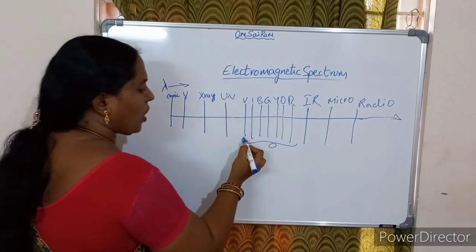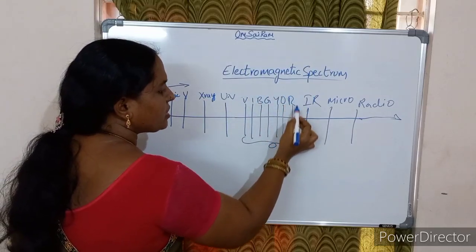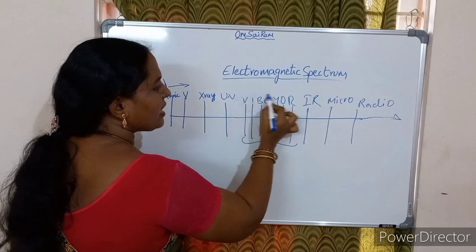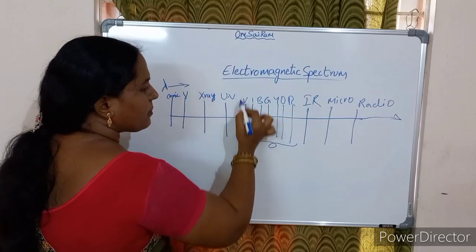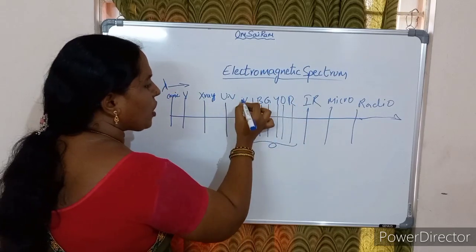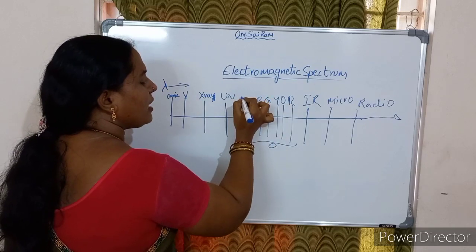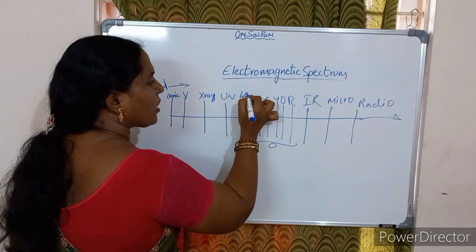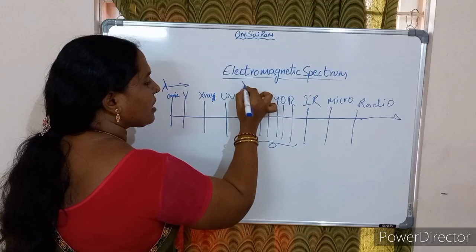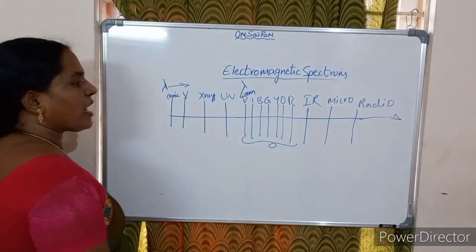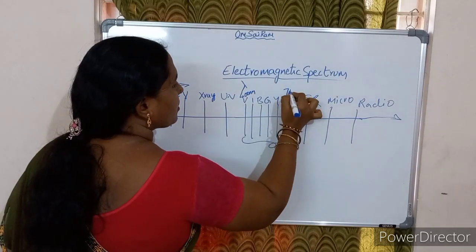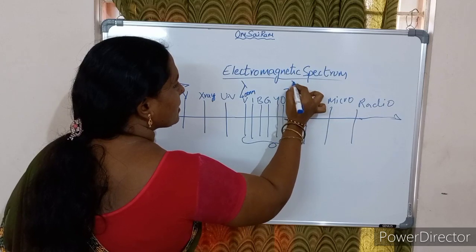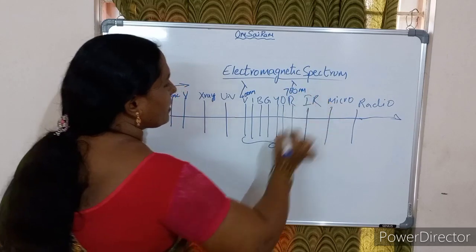Here, the VIBGYOR range is where we can see the electromagnetic waves. VIBGYOR, violet to red. The wavelength of violet color is 400 nanometers, whereas the wavelength of red color is 700 nanometers.